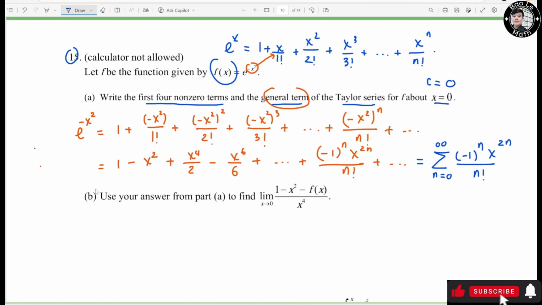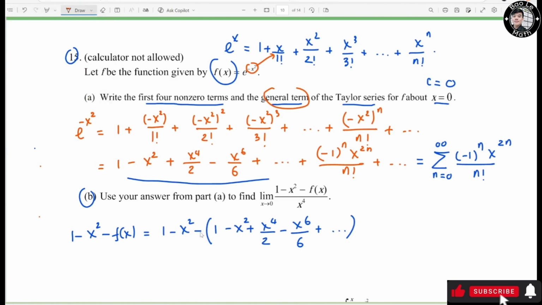Now let's move on to question B. Use your answer from part A to find the limit of this, right? So we have 1 minus s squared minus f of s. It's actually 1 minus s squared minus the whole thing right here, right? So I just copy this down.